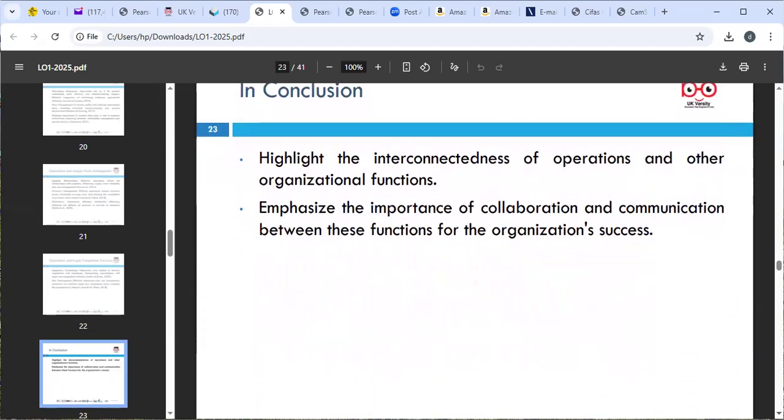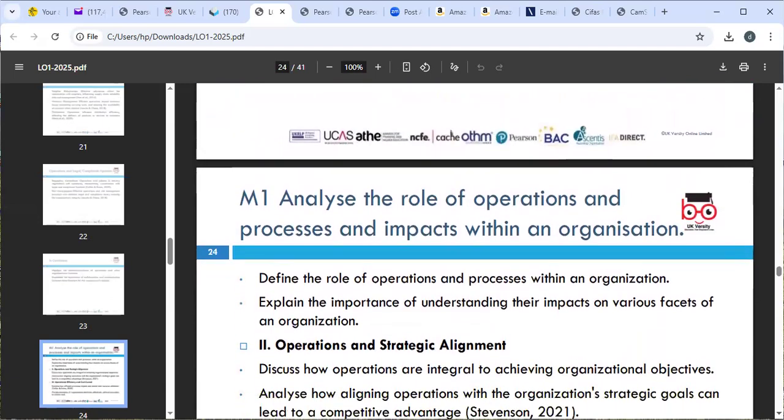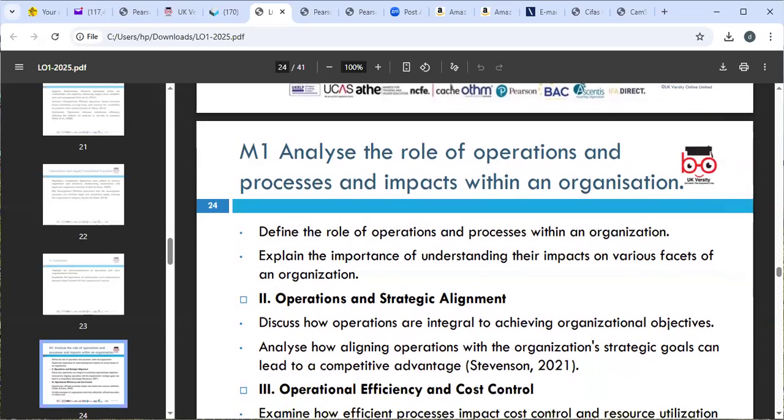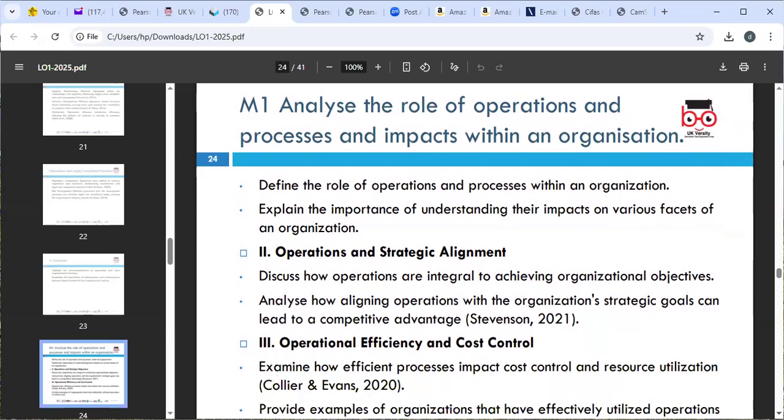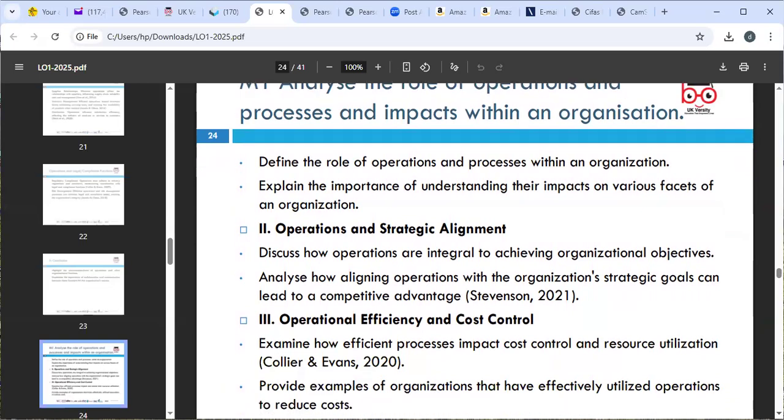In conclusion, we have highlighted the interconnection of operations and other organizational functions, and emphasized the importance of collaboration and communication between these functions for organizational success. Very, very important. Okay. And then we would have to look into analyzing the role of operations and processes and their impact within organizations. Very important, okay? That's if you want to achieve a distinction. A distinction.